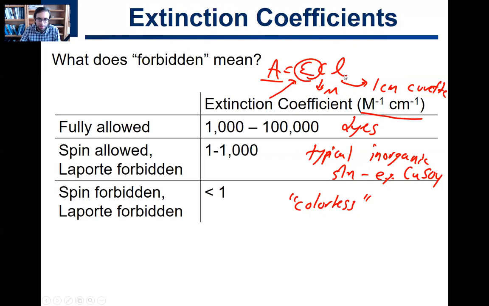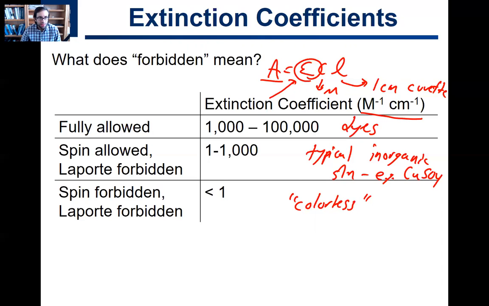So usually this is in a cuvette, usually a 1 centimeter long cuvette. And so the extinction coefficient, absorption is a unitless quantity. Extinction coefficient, therefore, is in units of inverse molarity, inverse centimeter. The extinction coefficient is basically the measure of how much light per molecule something can absorb, okay?